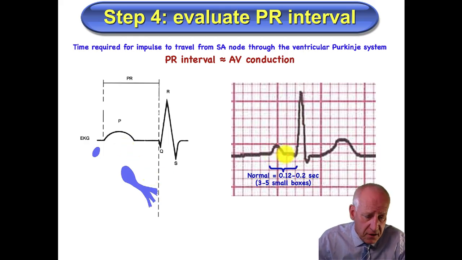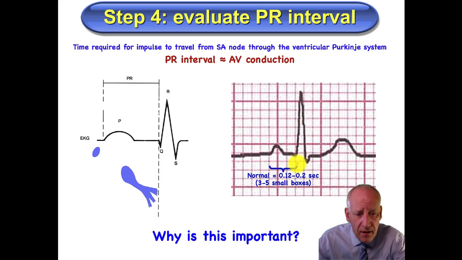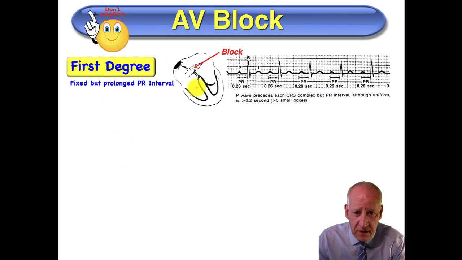That AV conduction should take no more than 120 to 200 milliseconds, or 3 to 5 small boxes. In this case, 1, 2, 3 boxes, that is within normal parameters. And why is this important? Because the AV node is prone to failure, and it can fail in a variety of ways. Let's take a look at 3 common AV node defects. This is something that I will expect you to know.